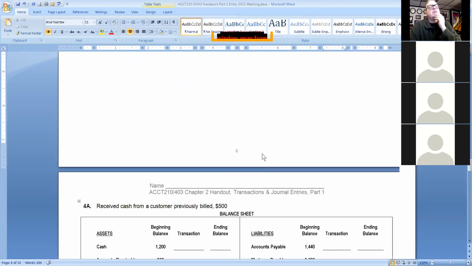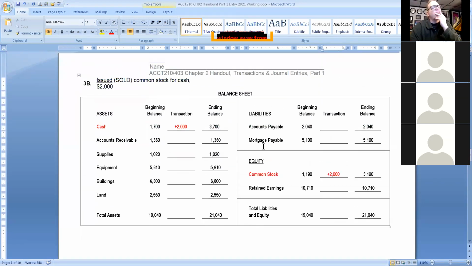I have a question. So if you sold stock, how would your equity in stock go up? Like, how would it be plus 200 or 2,000 in common stock? If you sold stock for cash, yeah, it'd just be like this. You have more stock outstanding, you have more owners, and your equity section would go up.